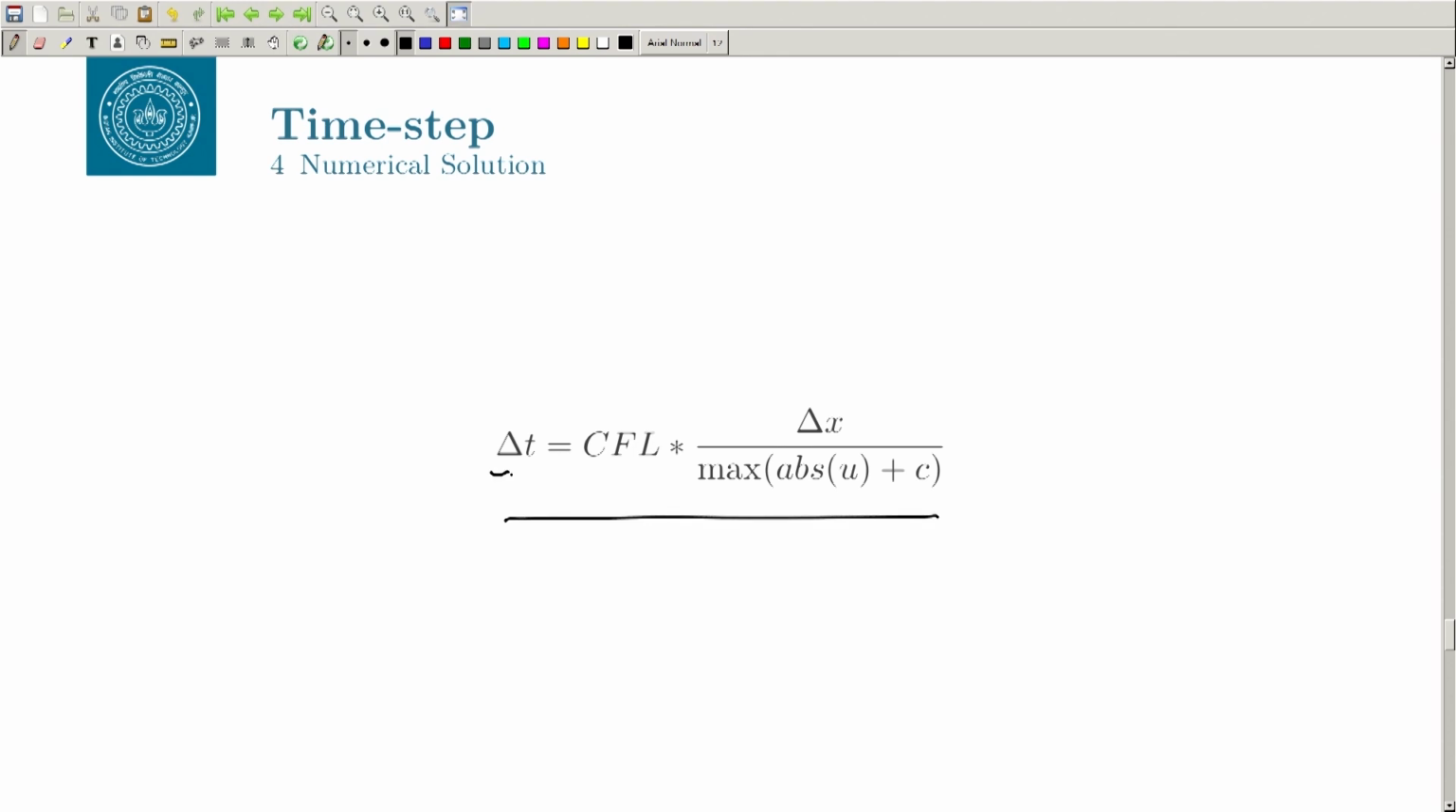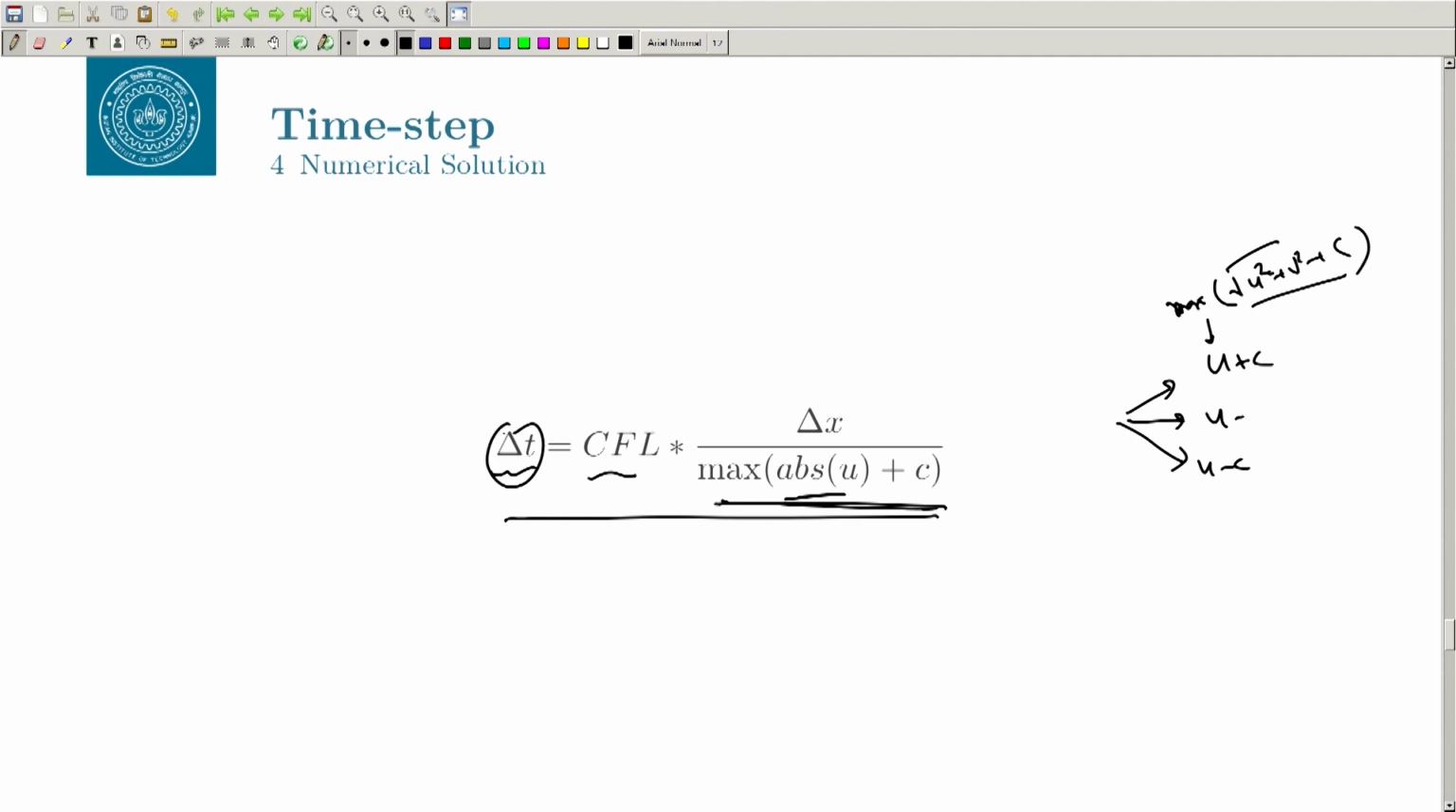Now, I already spoke about this: you can calculate the delta t based on the CFL number and the velocity that you are using. The net velocity, because you have 3 eigenvalues, u plus c, u and u minus c, and you want the velocity which is maximum. So you can take the absolute value of u plus c, or in 2D, the square root of u squared plus v squared plus c, and take the maximum value of that, because we want to find the minimum delta t in the entire domain.